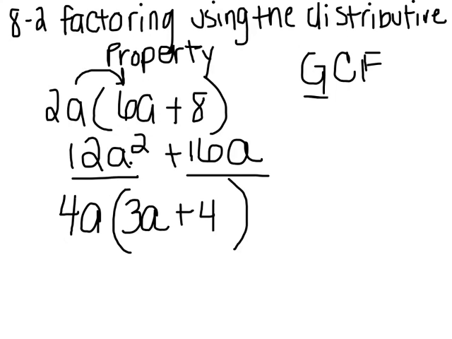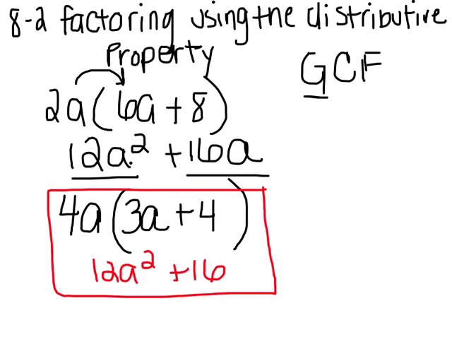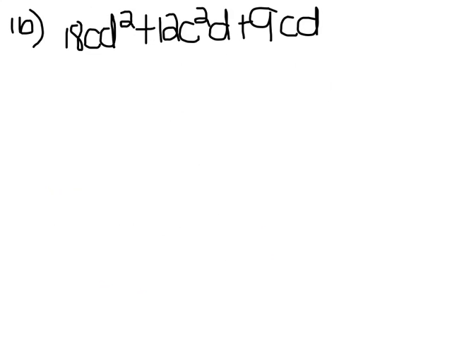To check your answer, you should always find the product or do out the distributive property. So 4a times 3a gives us 12a squared, and 4a times 4 gives us 16a. So this is how we factor something using the distributive property. In example 1b, again, we'll be factoring this by using the distributive property. We have three terms, 18, 12, and 9.